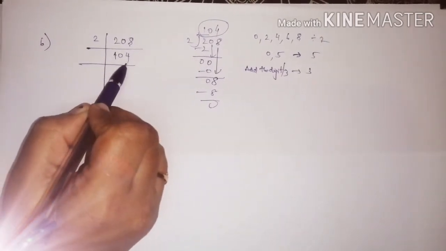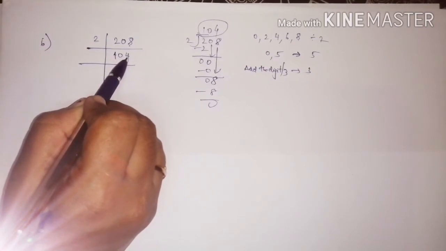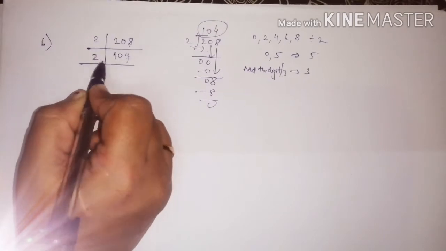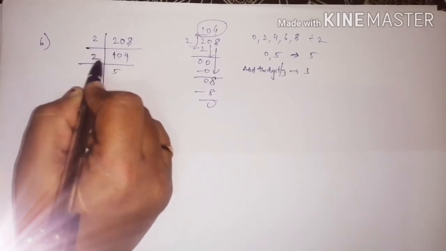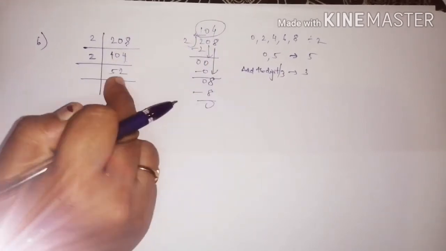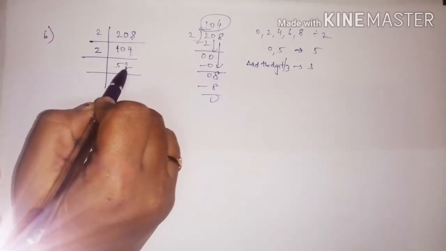Now again 104. Check the units place. 4 is there, so it will get divided by 2. So let's divide by 2. 2 fives are 10 and 2 twos are 4. Those who can't divide directly can divide like this in rough and write it down. Now again the units place is 2.